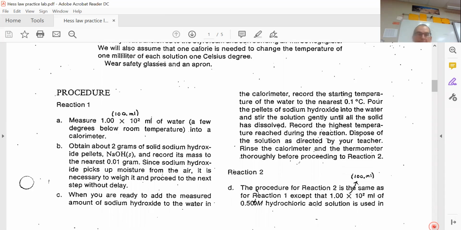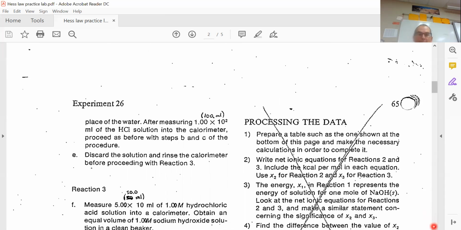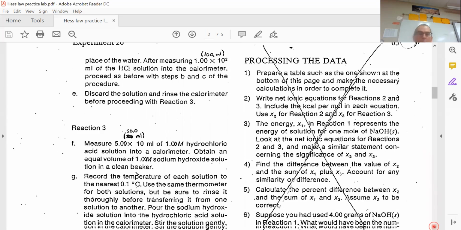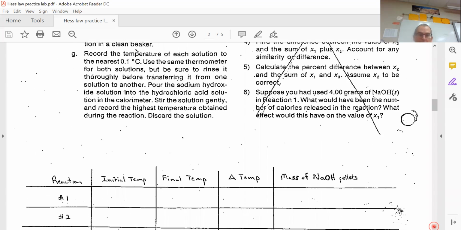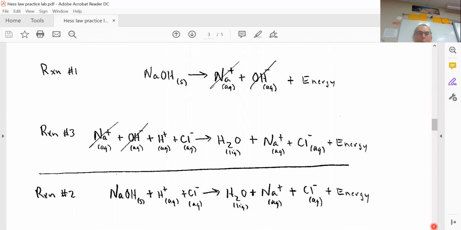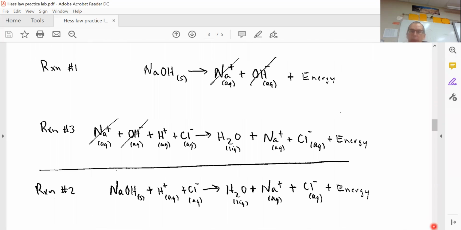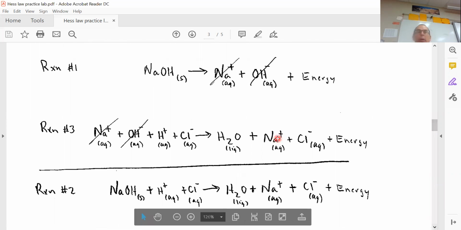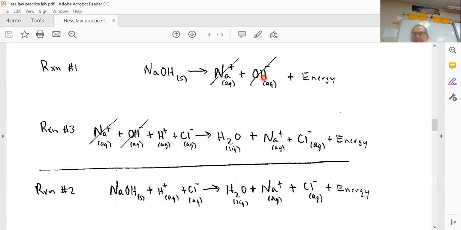But here's a procedure for doing reactions 1, 2, and 3. You can look at that a little bit to see the amounts and how they worked. Here would be a data table. I'm going to go right to these three reactions and show how Hess's law works here. So the first one, we're taking sodium hydroxide solid, putting it in water, which would make these two things aqueous.